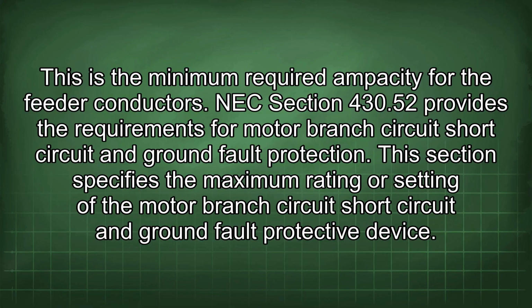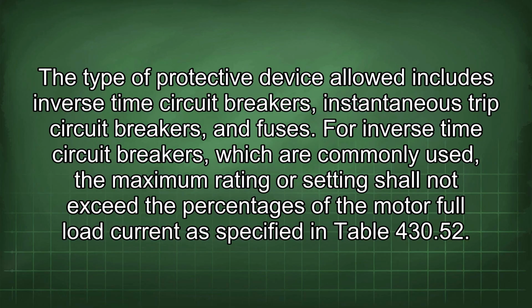NEC section 430.52 provides the requirements for motor branch circuit short circuit and ground fault protection. This section specifies the maximum rating or setting of the motor branch circuit short circuit and ground fault protective device. The type of protective device allowed includes inverse time circuit breakers, instantaneous trip circuit breakers, and fuses. For inverse time circuit breakers, which are commonly used, the maximum rating or setting shall not exceed the percentages of the motor full load current as specified in Table 430.52.